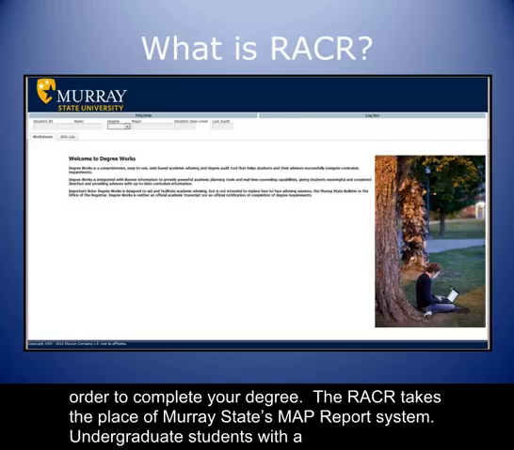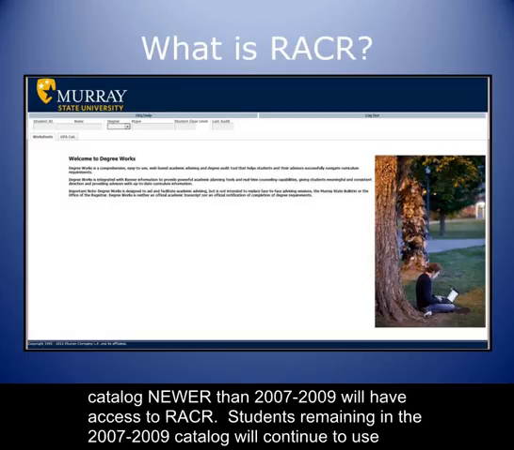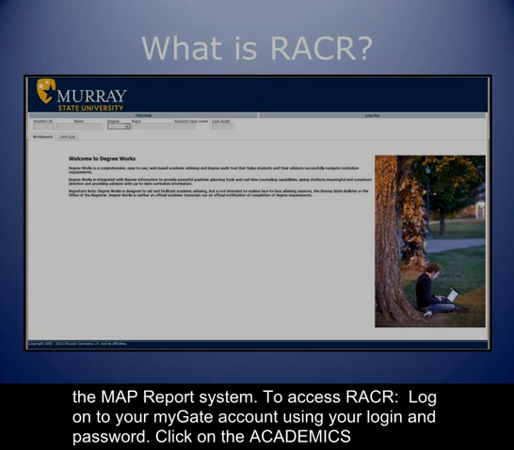The RACR takes the place of Murray State's MAP report system. Undergraduate students with a catalog newer than 2007-2009 will have access to RACR. Students remaining in the 2007-2009 catalog will continue to use the MAP report system.